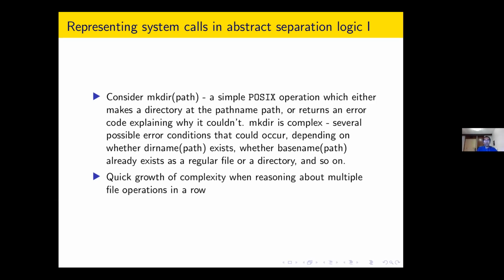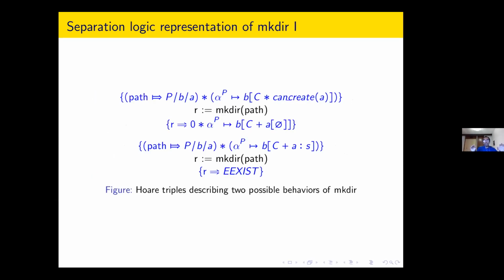multiple file operations grows. And so let me show you a snippet of a longer description of mkdir, which is in the paper. I'm showing you only two of the multiple Hoare triples that go into representing mkdir, but I believe they are instructive. So in this Hoare triple, just like all other Hoare triples, we've got a precondition and a postcondition. And what this shows is a success condition for mkdir.